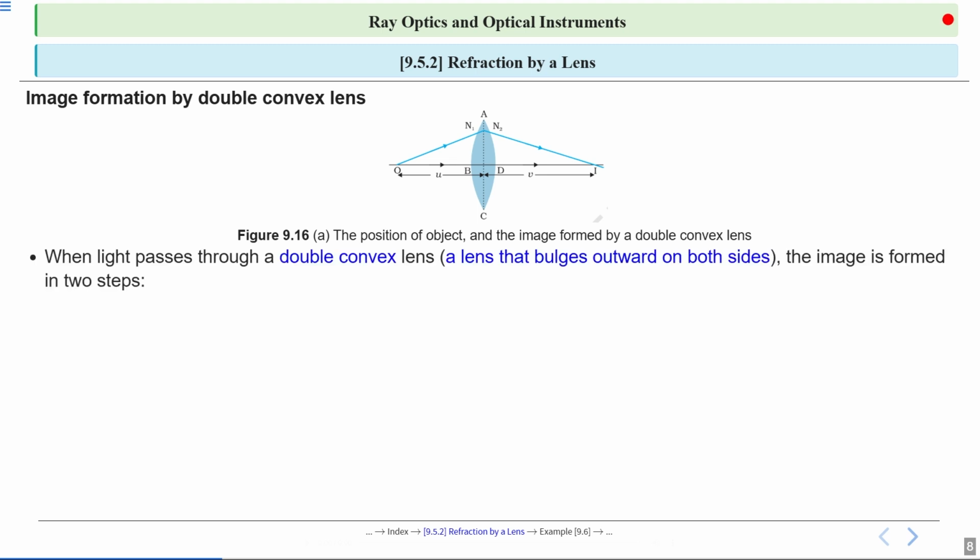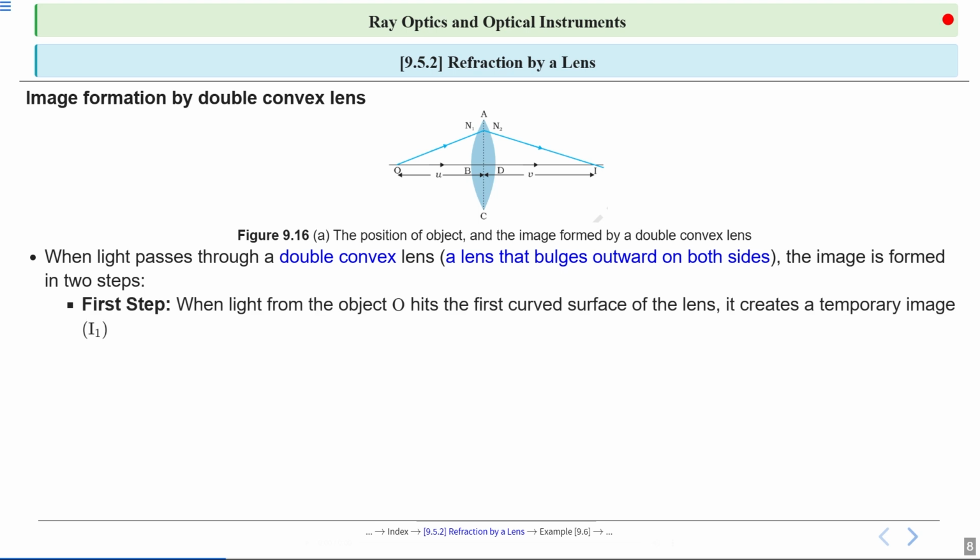Now, when light passes through a double convex lens, a lens that bulges outward, that means on both sides it is curved outwards, the image is formed in two steps. There are two steps involving the final image. So the first step, when light from the object O hits the first curved surface. What is the first curved surface here? ABC. So when light hits that surface ABC, first refraction happens.